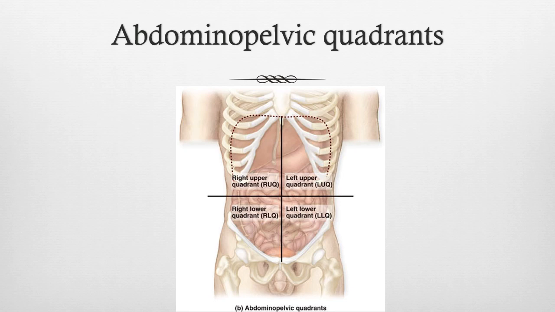That abdominal pelvic cavity can also be divided up into quadrants. Using the umbilicus as the center point, we can divide it into rights and lefts in either the upper or the lower quadrant. And so we have a right upper quadrant, we have a right lower quadrant. We have a left upper quadrant, and we have a lower left quadrant.